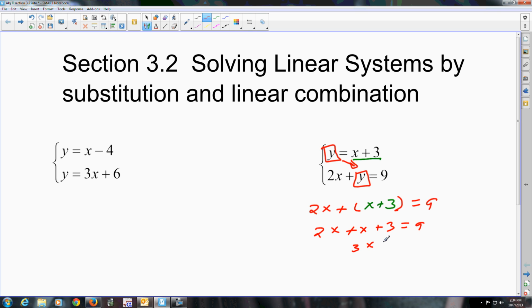So I have 3x plus 3 is 9. Subtract the 3. Divide by 3. x is 2. If x is 2, y is 5. Okay? That's how they're intending you to do it. Substitution, by substituting in this way. But the method you used in that one is still viable. I'm just giving you the whole picture here.